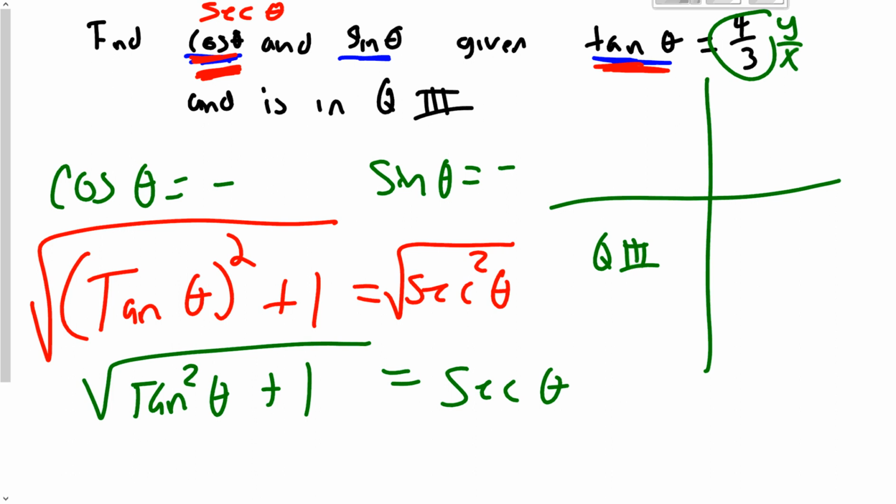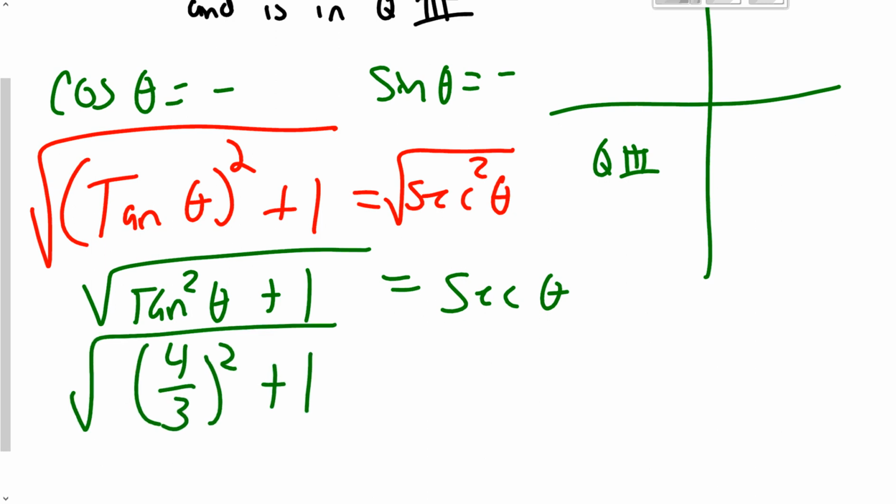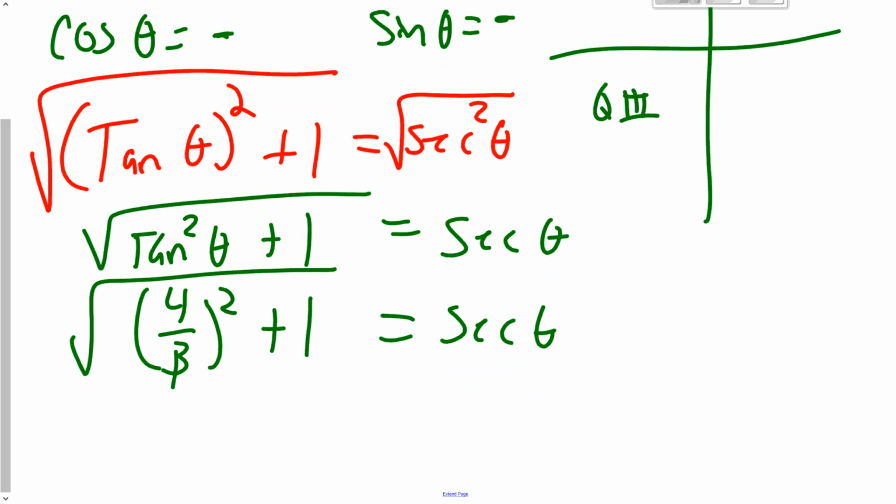Again, this is not the angle, this is our answer. Okay, so we're going to take 4/3, square it, add 1, and then square root it. And when we square root, we know we get plus or minus, but that's okay because we already know we're in the third quadrant. We already know cosine's negative, sine's negative, so we don't need to worry about a plus or minus. Okay, so we get 16 over 9 plus 1, which is 9 over 9.